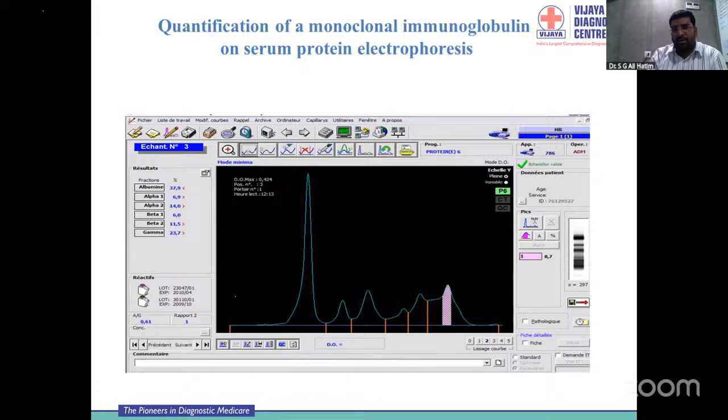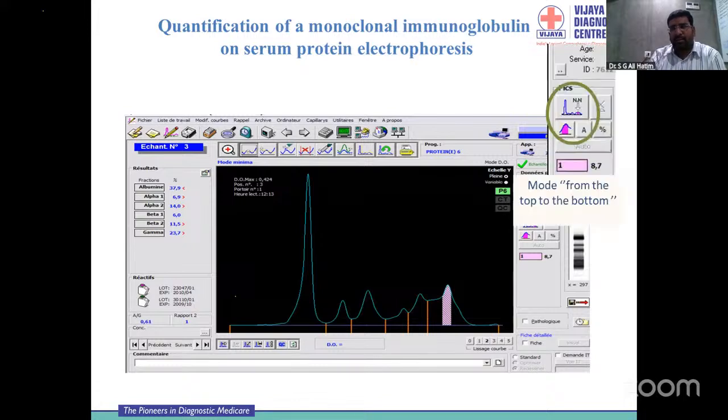So we drag here like this. This is the area where we select. The option is there, so by selecting this we just pull it from the peak. This area will again show some concentration here. So this is the concentration, and we can name it. This could be a monoclonal peak with this concentration. This is how we quantify a peak in the electrophoretic pattern.